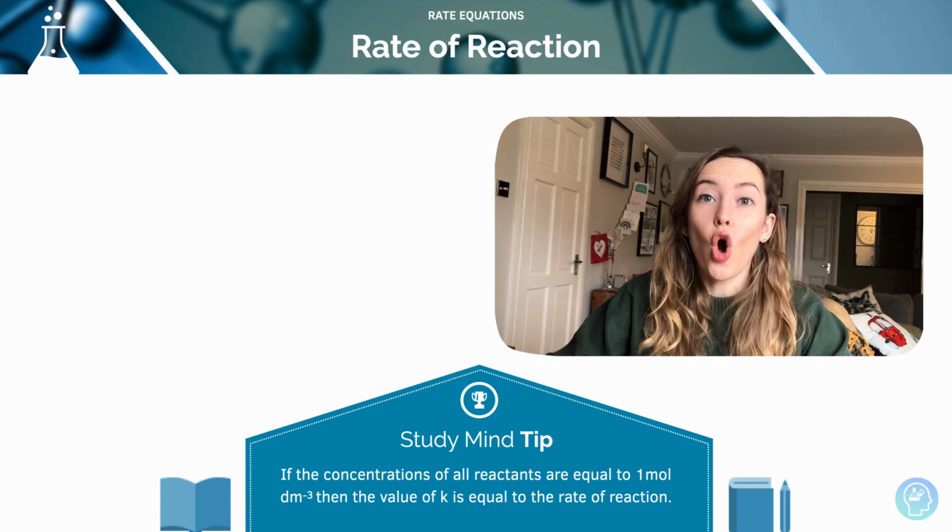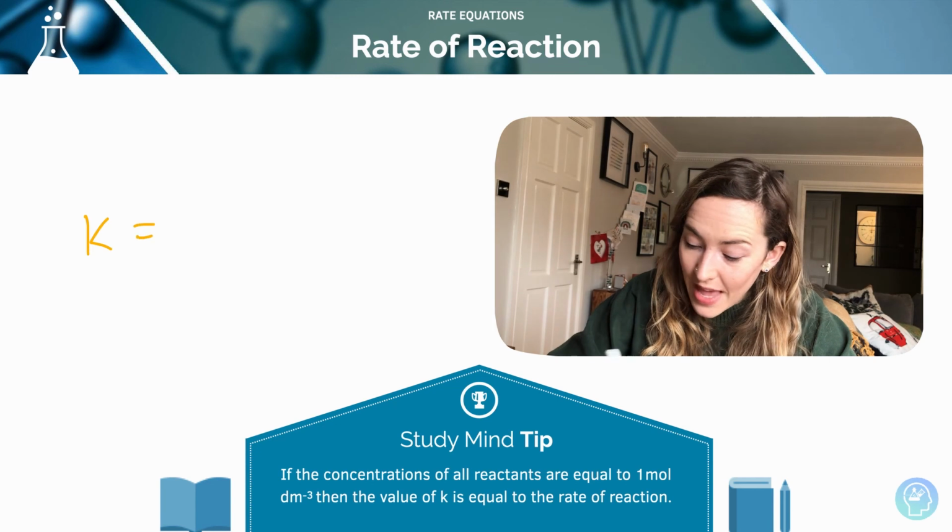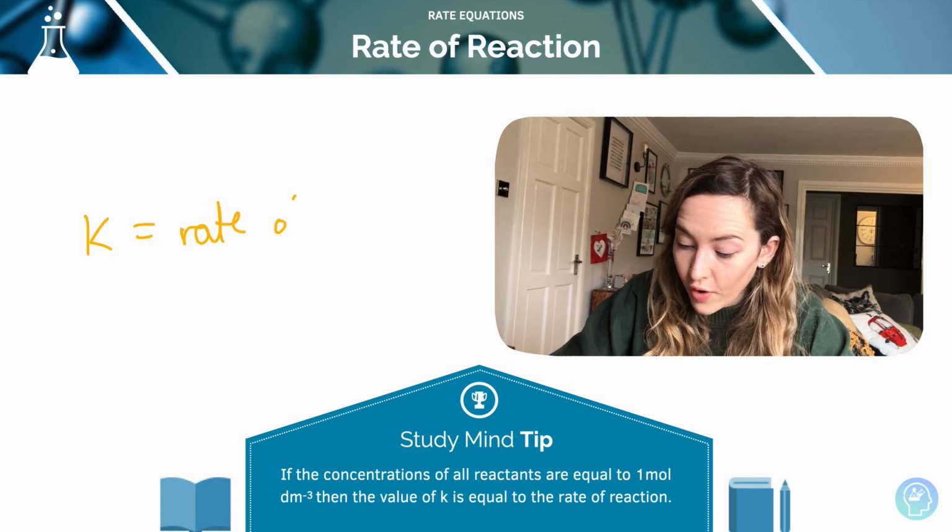If the concentration of all of the reactants is equal to 1 mole per decimeter cubed, then the value of K is equal to the rate of reaction.